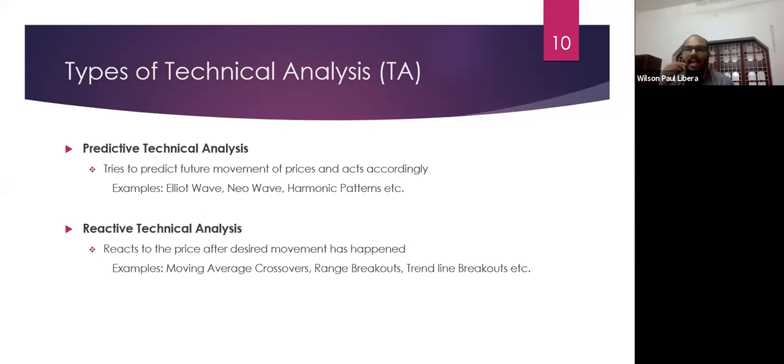Out of these two types, a higher success rate will be seen in the reactive type, because in predictive technical analysis, the return will be higher, but the risk is very high, because it won't happen as you predict in the markets, right? So that is a very risky kind of game, and the return also is much higher compared to the reactive type. In the reactive type, the success rate will be higher, but the return will be low. Other things are like range breakouts and trend line breakouts and things like that.